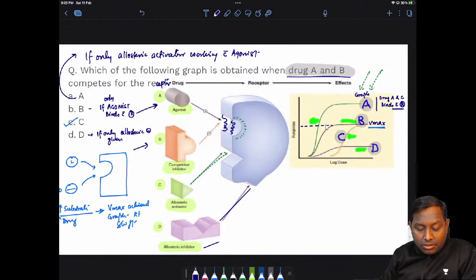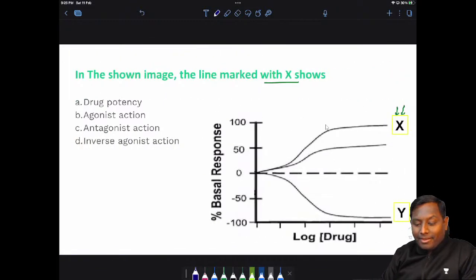Is it making sense, Dr. Reformer? I hope it is making sense. This was the basic concept actually. This one is not talking about potency. I told you potency is left and right, it will come on the log dose. Potency will always come on the log dose. Okay.